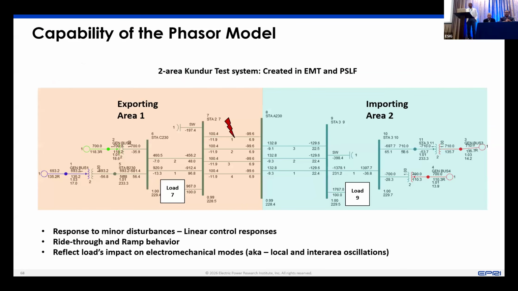Okay. So just to give you the capabilities of the phasor model, again, I won't get into a lot of details. We tested this out using the Kundur two-area system, primarily because we also wanted to look at oscillations. We created one in EMT using the full facility EMT model that we have at EPRI, and then we created one in PSLF. The idea was to get a comparison of the slower responses. We are not really bothered by the fast responses yet, because we know we can't capture that in PSLF.